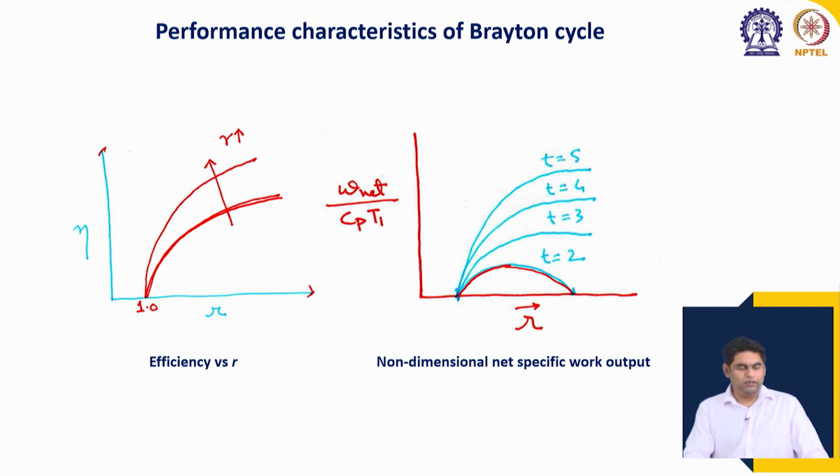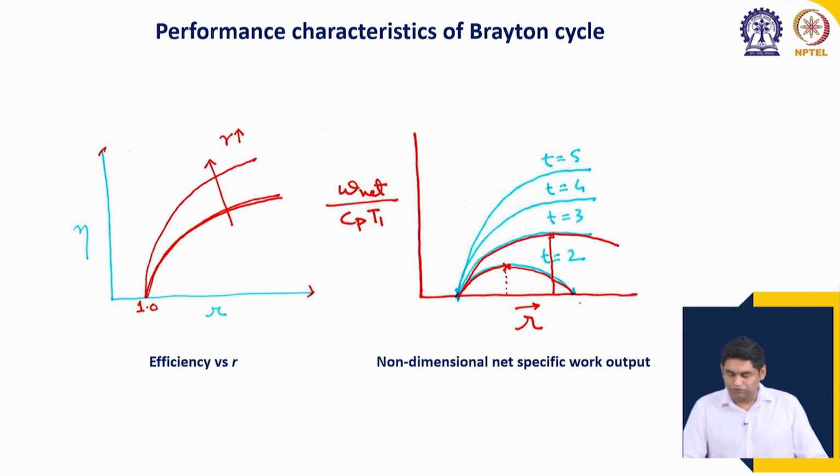So, this means that there is a maximum value of work output which occurs at a certain optimum value of R. Similarly, at a higher temperature ratio, say T equal to 3, we have a similar maximum value of work output which occurs at a higher value of R, but it still exists. So, some optimum value of R exists, different from the case of T equal to 2, after which if we keep on increasing R, the work output decreases.